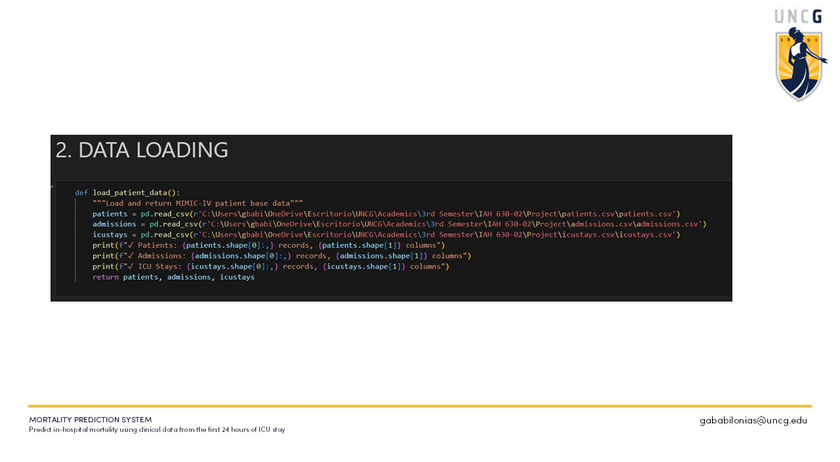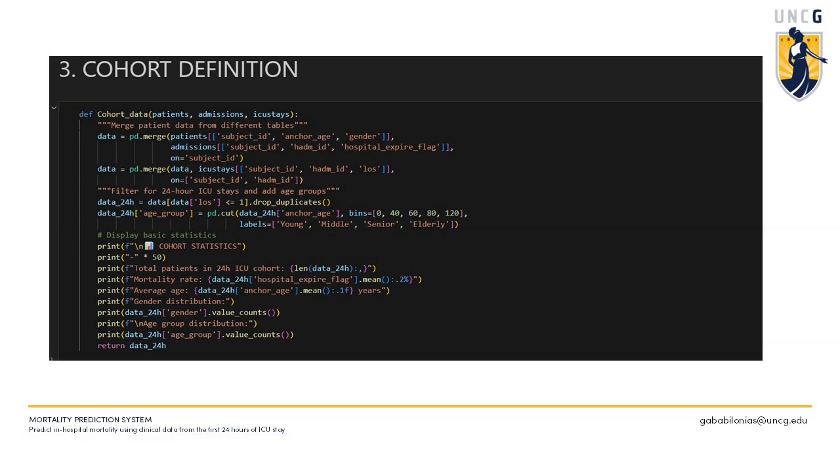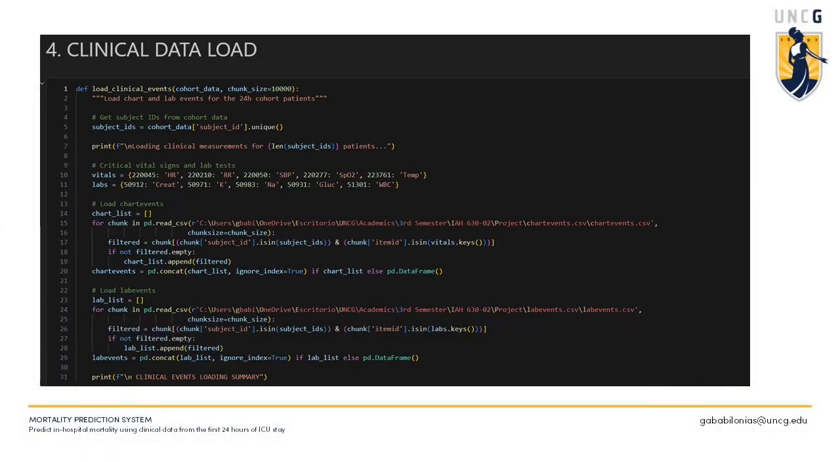Section 2, data loading function. Loads patients, admissions, ICU stays tables. Returns structured data frames with record counts. Section 3, cohort definition function. Merges tables and filters for 24-hour ICU stays. Creates age groups: young, middle, senior, elderly. Displays comprehensive cohort statistics.